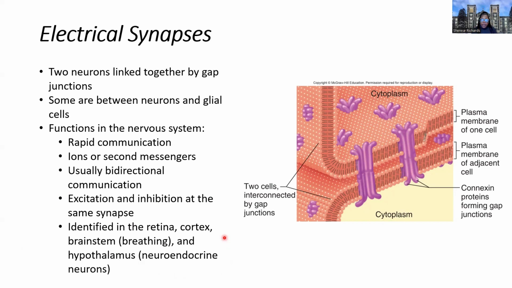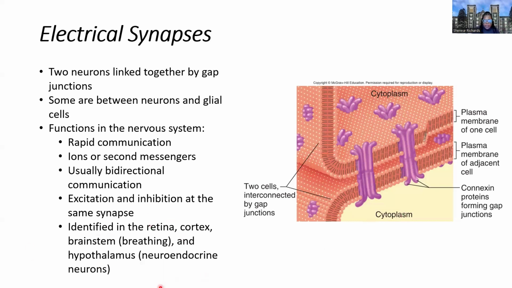Now, again, it's very rare, but some of the examples of where we find these types of impulses in the body are the retina. And this is what helps us to transmit the light impulses coming in into action potentials, electrical energy that can be transmitted very quickly through the visual pathway. We also have the cortex and brainstem, especially the parts of the brainstem that are involved in breathing and the control of respiration. And then lastly, we have the hypothalamus and some of the neuroendocrine neurons that are projecting from the hypothalamus to other areas of the brain, especially the pituitary gland.